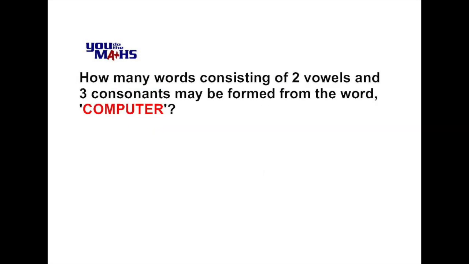In this next example, we are actually working out the number of arrangements because we want to know how many words consist of 2 vowels and 3 consonants from the word computer. But before we work out the number of different orders, we need to make the selection so that we have 2 vowels and 3 consonants in all the possible arrangements that we've got.